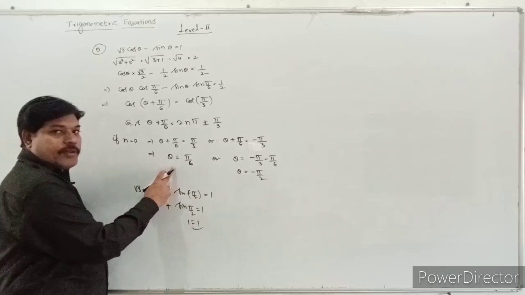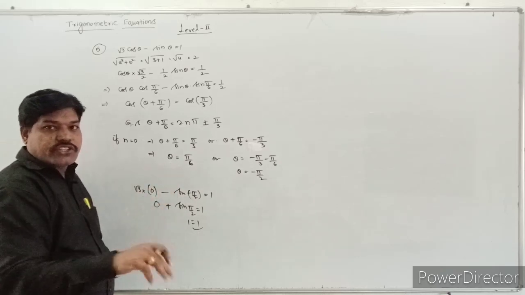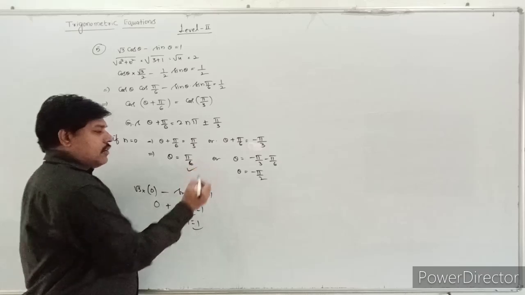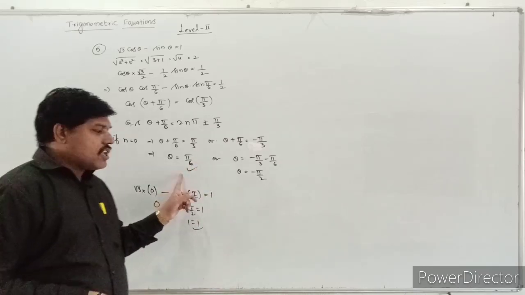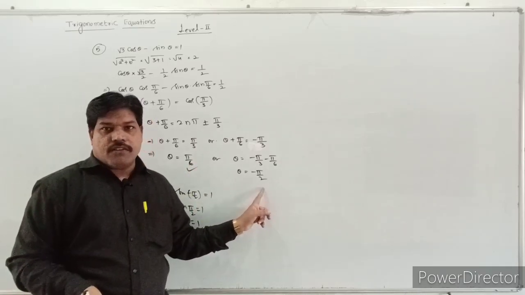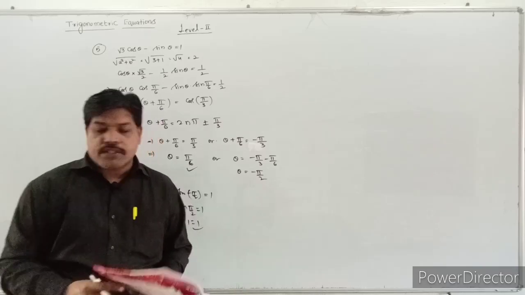So theta is equal to pi by 6 is the only solution given in the option. So you can take this value. Otherwise, if it is not given, they will give you this value. Okay, so see that question, students.